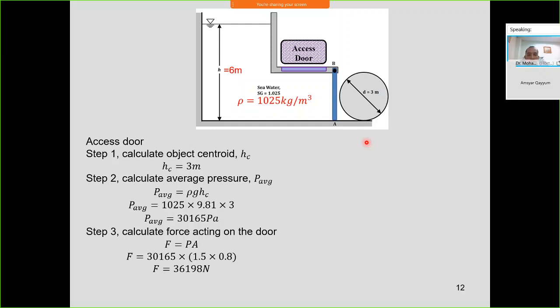And now go to step 4, calculate the location of center of pressure. We already know that for horizontal surface, the location of HC and HP is in the same H from the water surface. Because it is horizontal, any point on the door is in the same H from the water surface. I think this one is easier than the first part of the question.